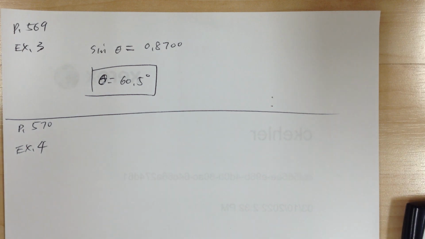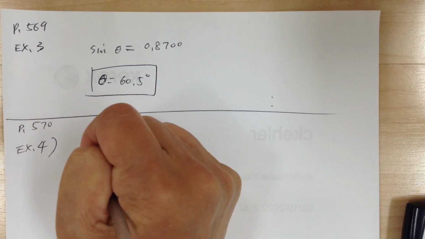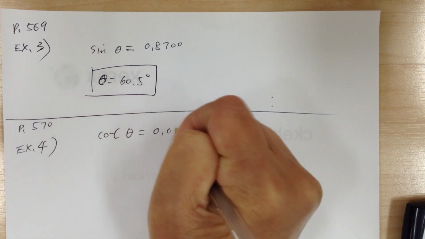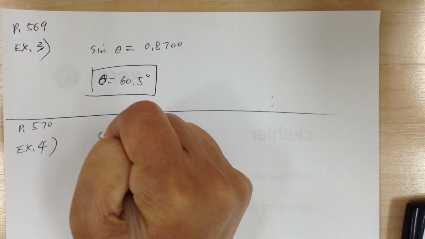Okay, example 4. So this one you're looking for the angle. Okay, so you have cotangent of theta equal to 0.0782.